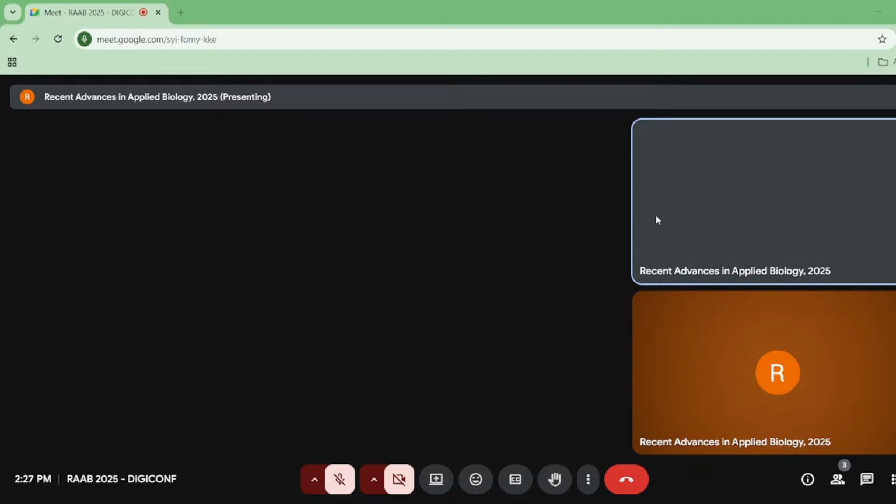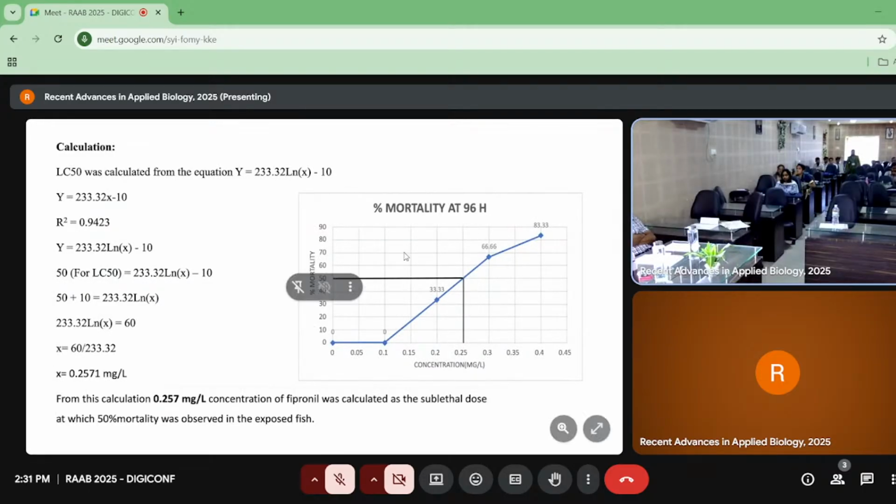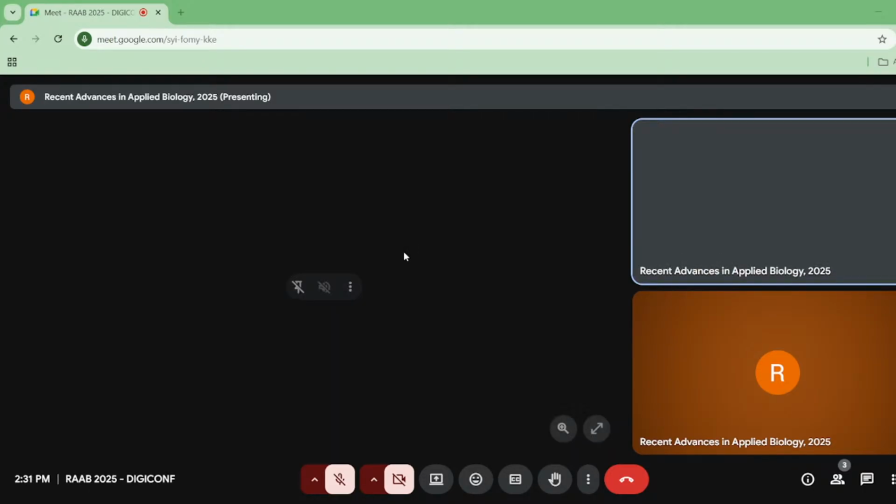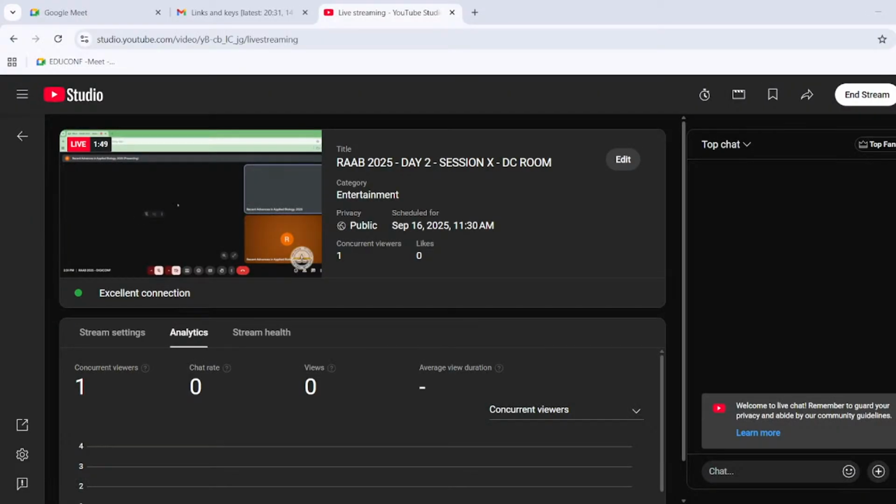This is the graph from which we calculate the LC50 of fipronil. The LC50 is 0.257 mg per liter, in which half of the fishes died. So 3 fishes died out of 6 fishes.